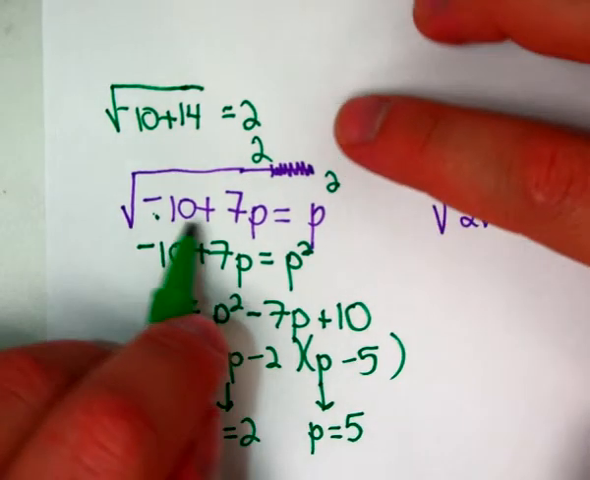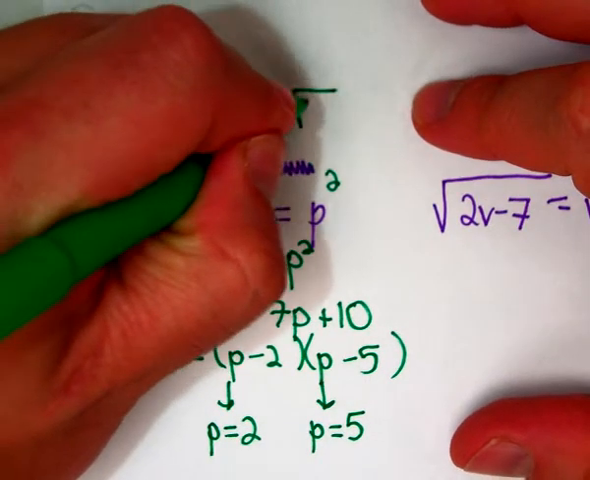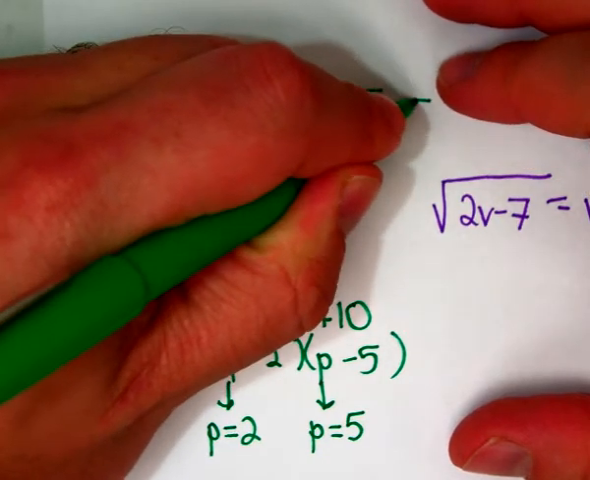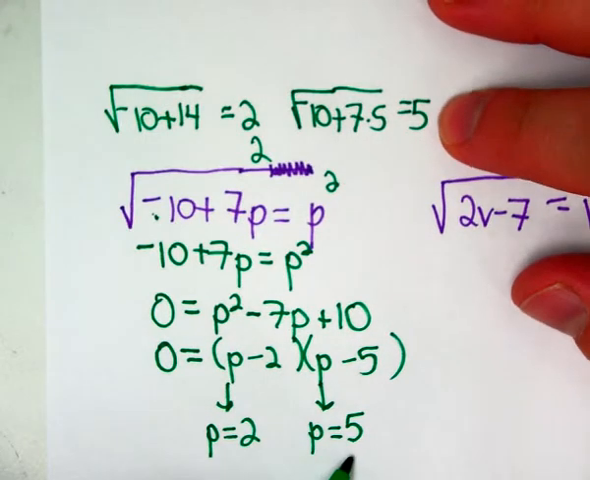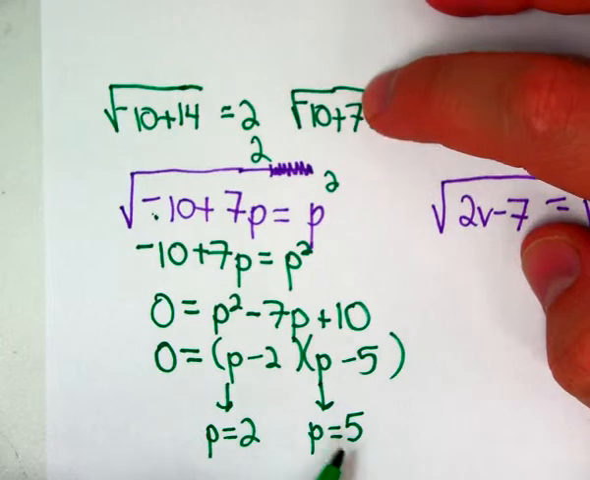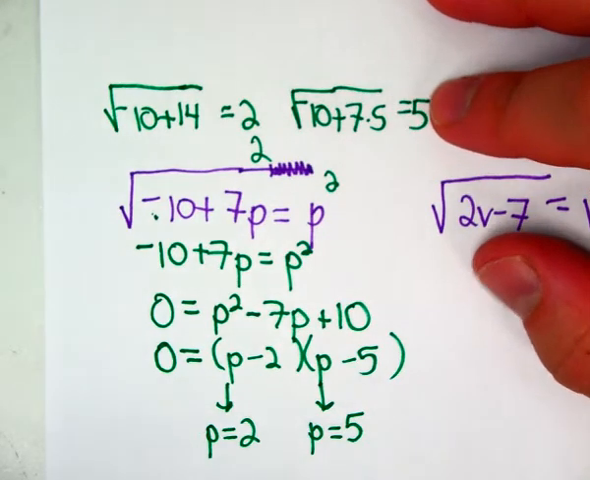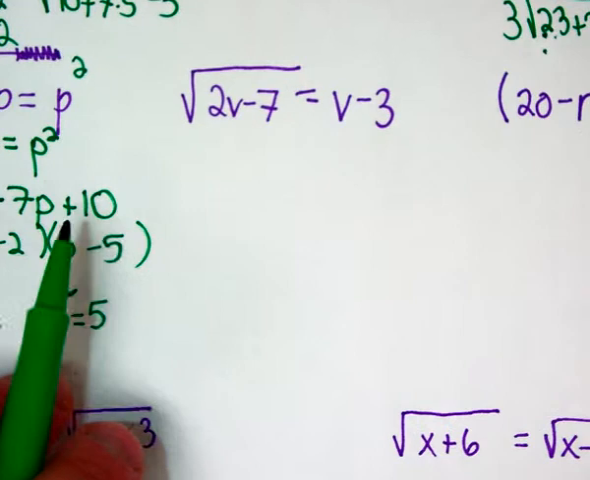Negative 10 plus 7 times 5 equals 5. Again, that's our p-value. Negative 10 plus 35 is 25, square root of 25, and that does in fact equal 5. So it checks out.